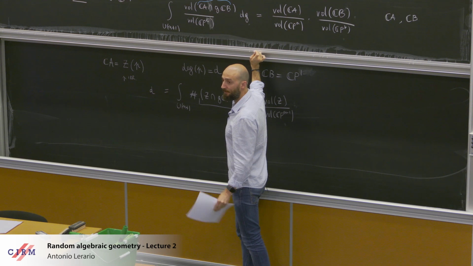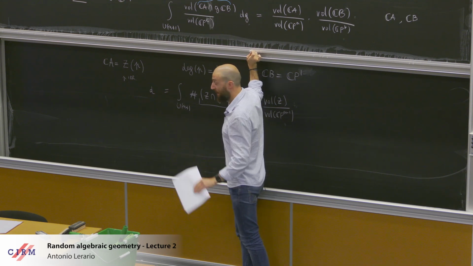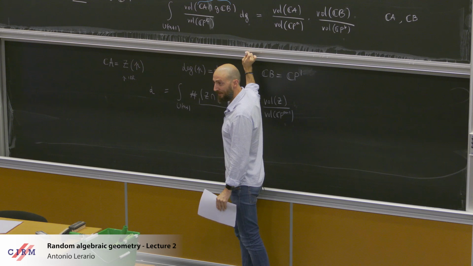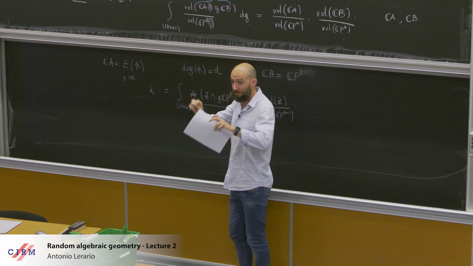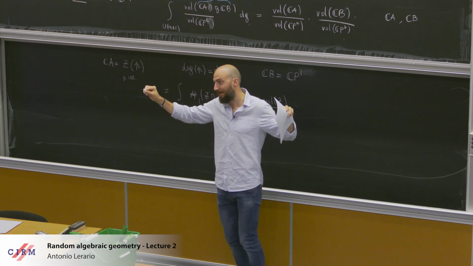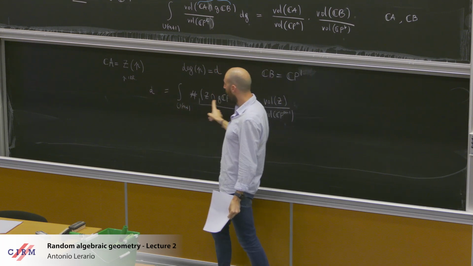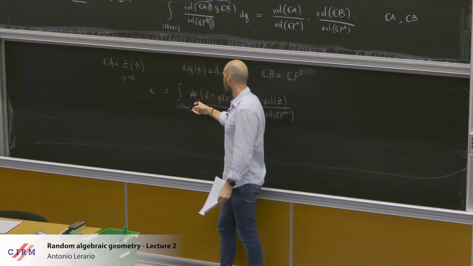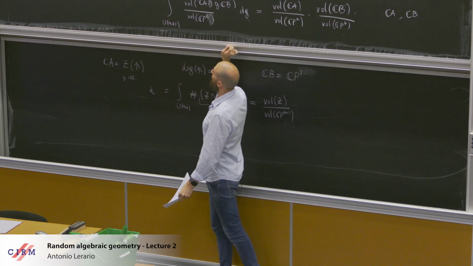Sorry? Yeah, I agree. That's a good point. But if you take a line squared, for instance, it's perfectly smooth from the point of view of differential geometry, but it's singular in here. And you would want to get 2 here, so you have to integrate this with multiplicity. That's true, absolutely, yes. Good comment.